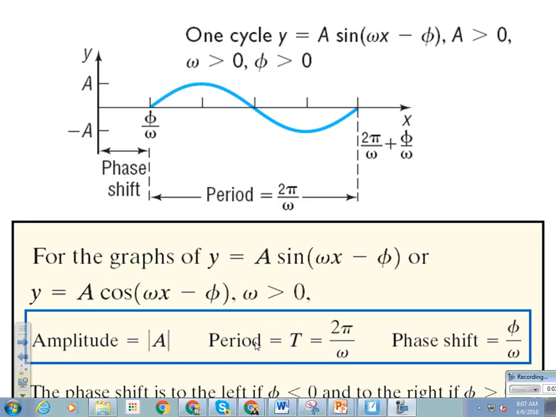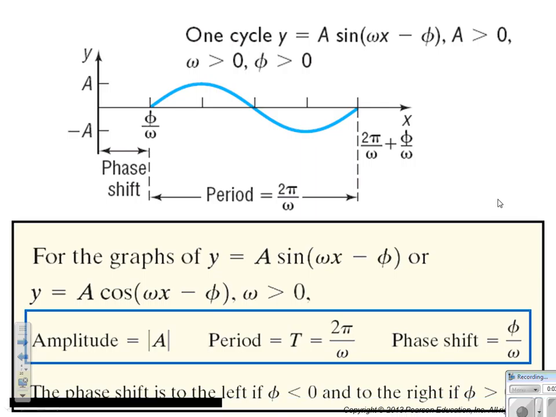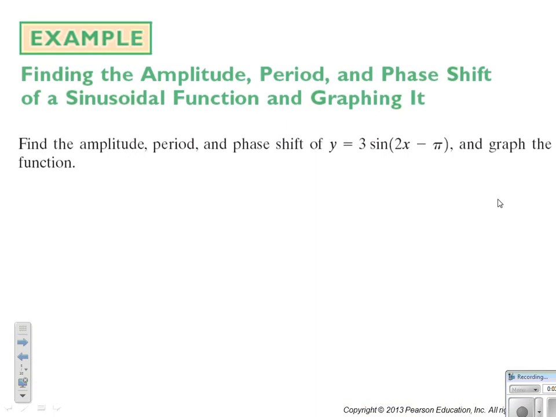The period, they call it T. It's that 2 pi over omega, and the phase shift is phi over omega. So when you're looking at the function, just the equation, you can find each of these items: amplitude, period, and phase shift. Okay, so when we have y equals 3 sine(2x minus pi), we're going to find the amplitude, period, and phase shift, and then graph.